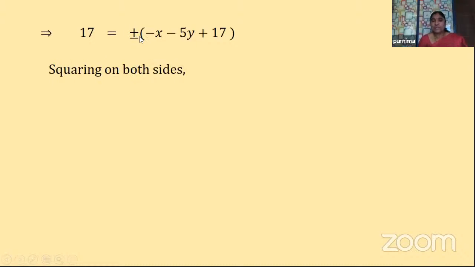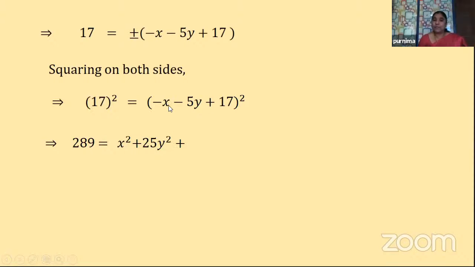Because here, if it is plus or minus, either of them, if you square, what happens? When you square a positive term, we get a positive value. When you square a negative term, then also we get a positive value. So it doesn't make any difference if it is plus or minus when you are squaring it; it will be positive only. So when you square on both sides, 17 square is equal to, plus or minus is anyway positive, so I'm not writing any plus sign here, minus x minus 5y plus 17 whole square. What is 17 square? Yes, it is 289, equal to.